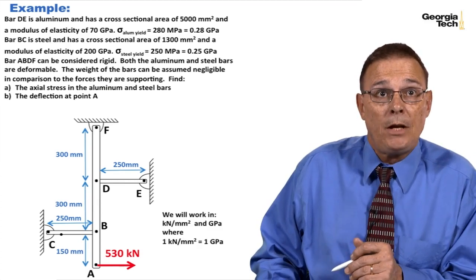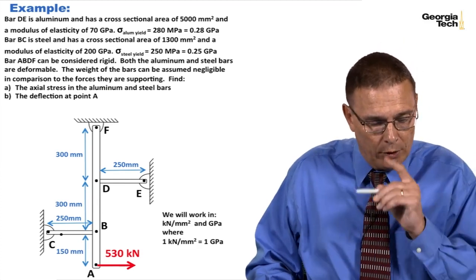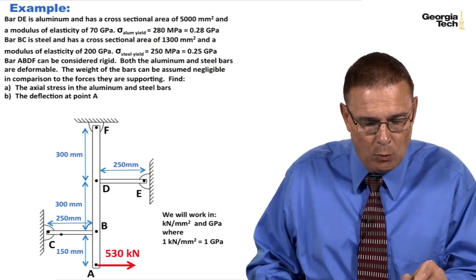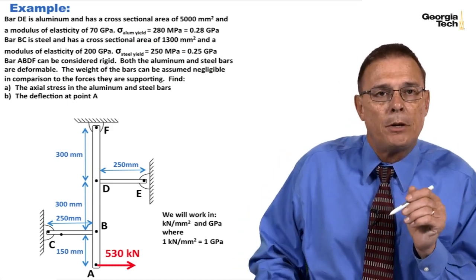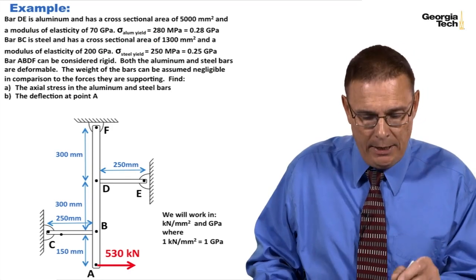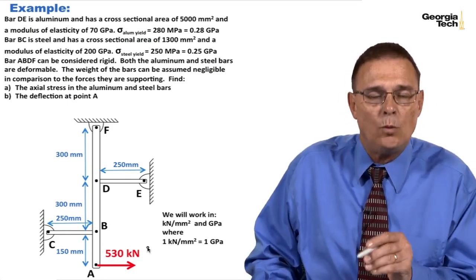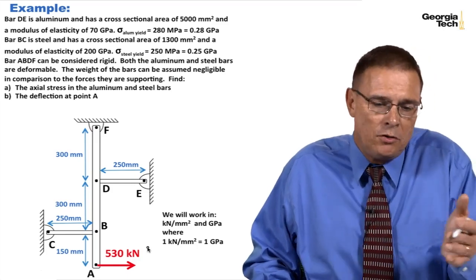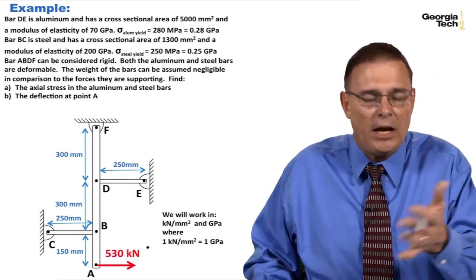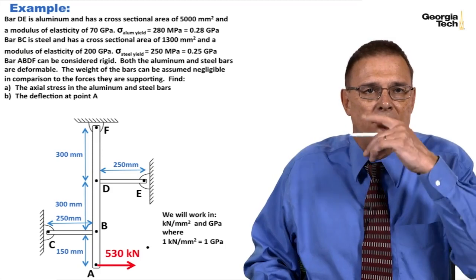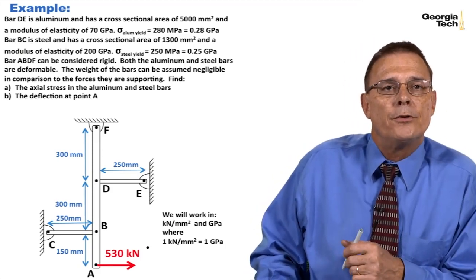A. So just for simplicity, I'm going to work in units of kilonewtons per millimeter squared and GPa, gigapascals, because 1 gigapascal is equal to 1 kilonewton per millimeter squared. You can change those after you get your final answer, but it just helps to use consistent units.